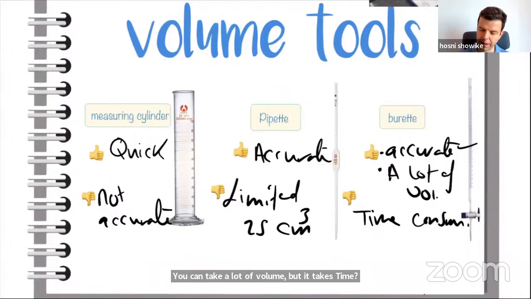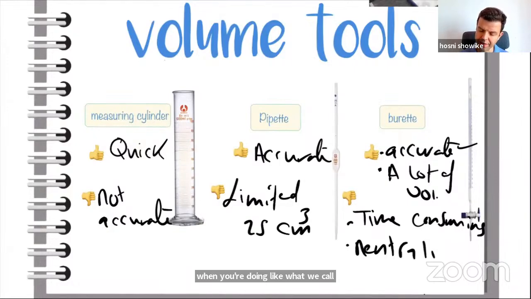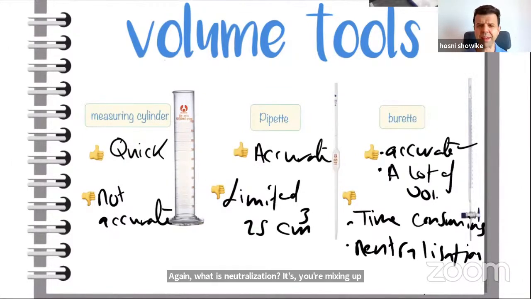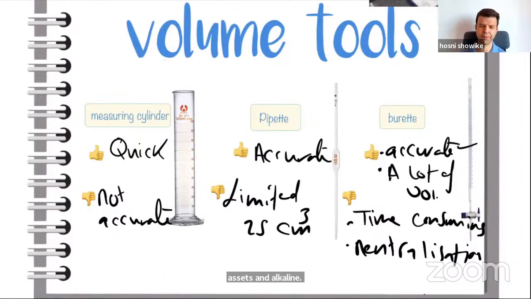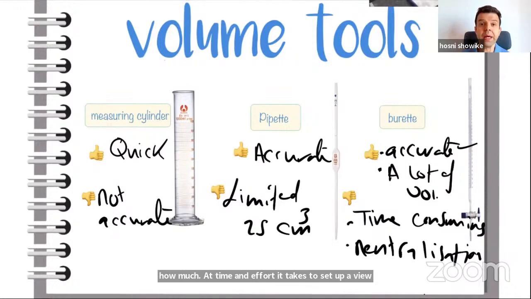All right. As I said, it's ideal only for measurements when you're doing what we call neutralization. Again, what is neutralization? Neutralization is when you're mixing up acids and alkali. And that's mostly what we use burettes for, just because of how much time and effort it takes to set up a burette. Okay. Are there any questions so far?